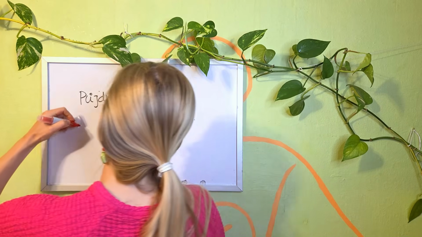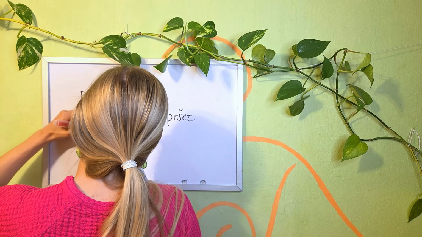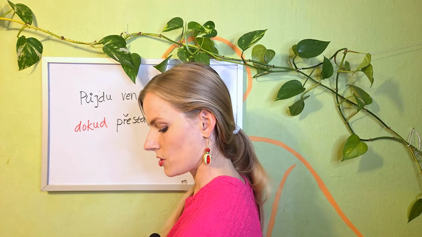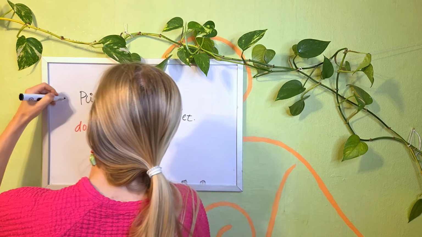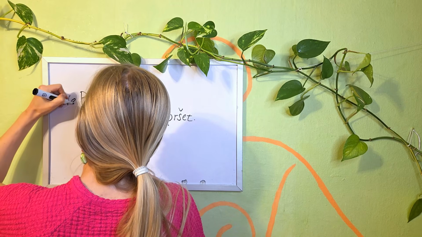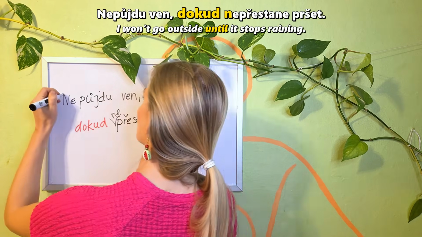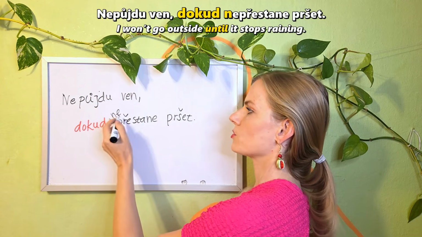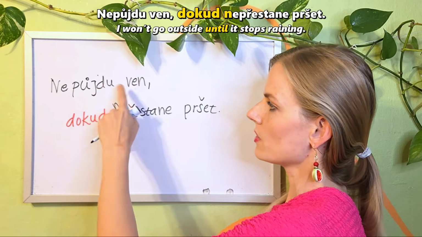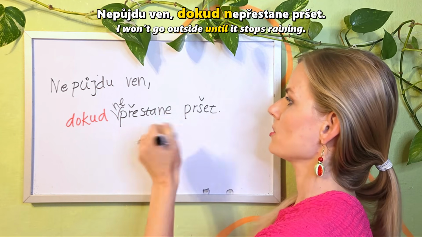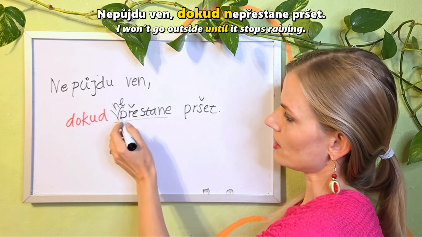First, I am going to change the connector here. And what is gonna change here is this. Nepůjdu ven, dokud nepřestane pršet. I won't go out until it stops raining. Nepůjdu ven, dokud nepřestane pršet. We have to use it in the negative form.